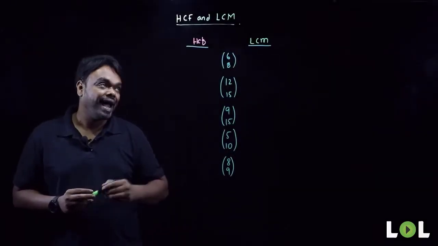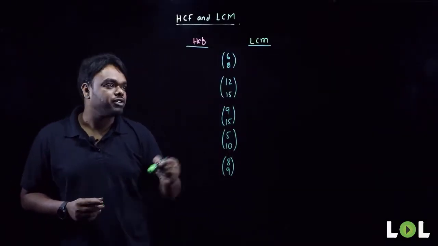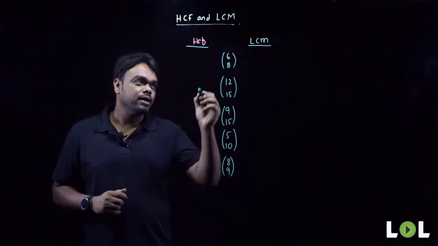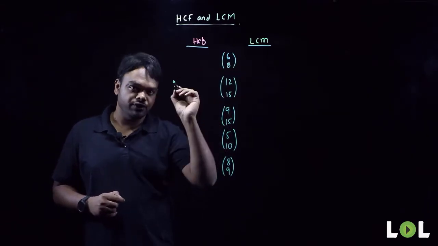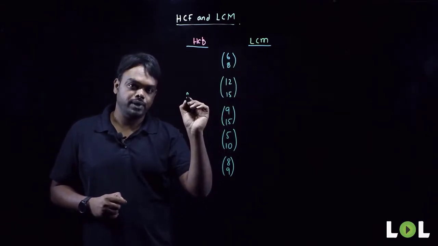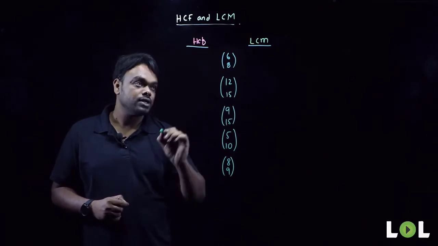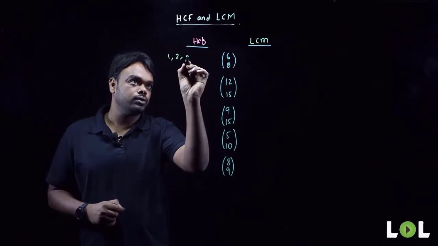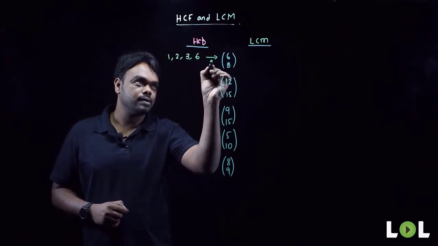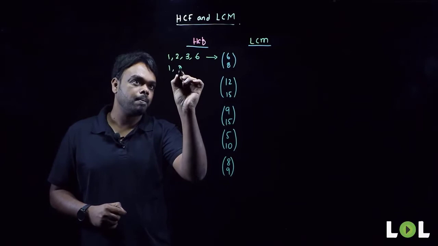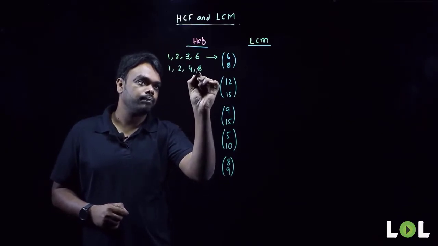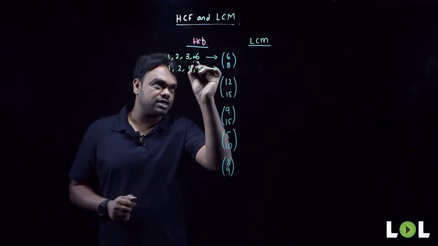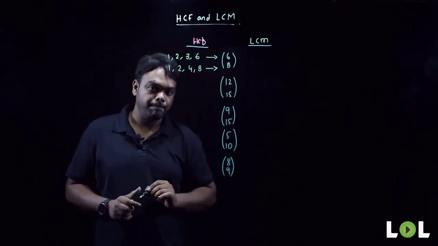So now, HCF and LCM. Here I have taken a few examples so that I can make you understand better about HCF and LCM. Now let us start with HCF. HCF of 6 and 8. Now we know that HCF is based on factors. So let us write the factors of 6 and 8. Factors of 6 are 1, 2, 3, 6. Now factors of 8: 1, 2, 4, 8. Factors of a number are those which can divide the given number.